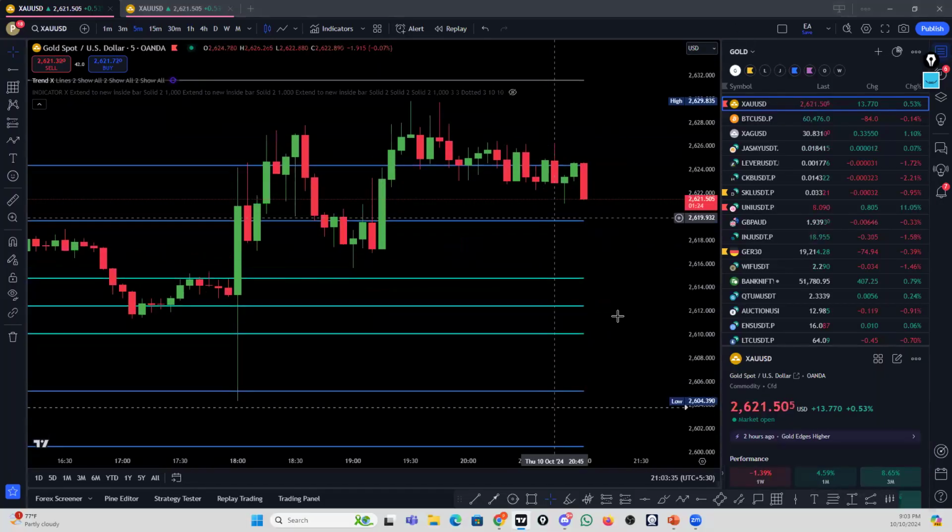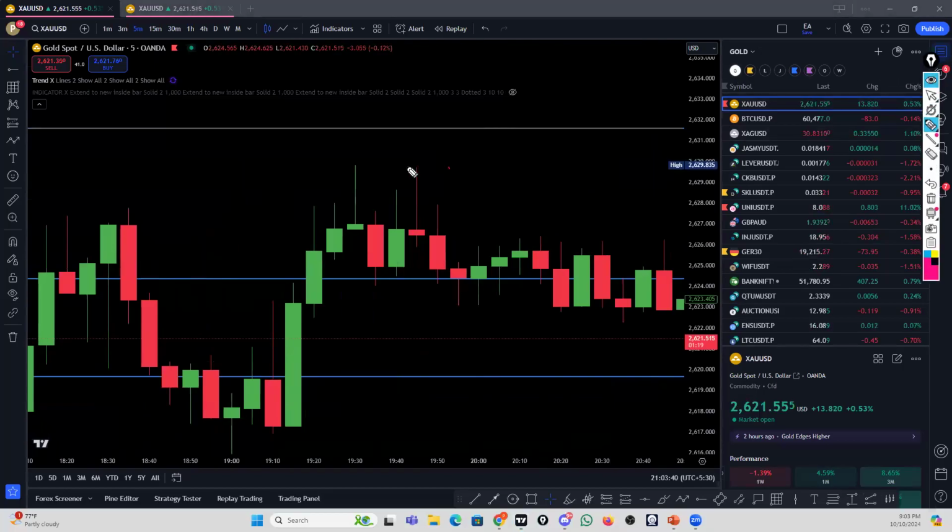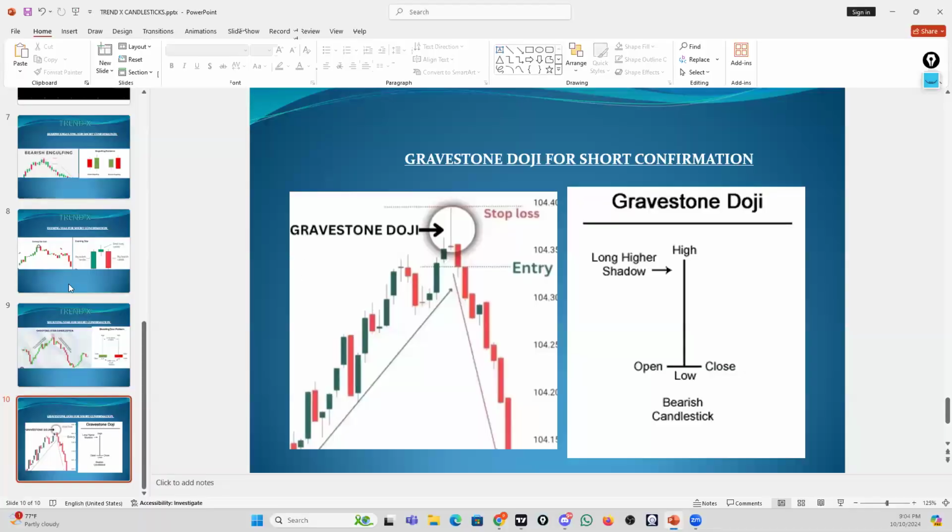So just look at this. Sometimes we see a small body, just like a reverse T, just like this, any color. Sometimes we see wicks or sometimes we don't see wicks. So that's it.